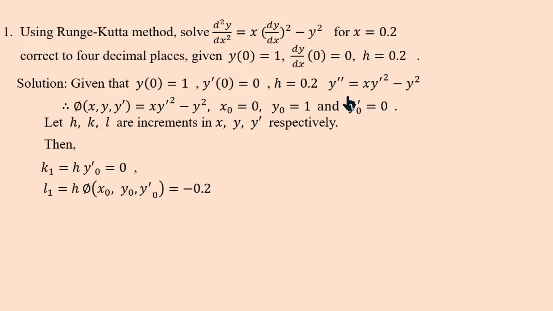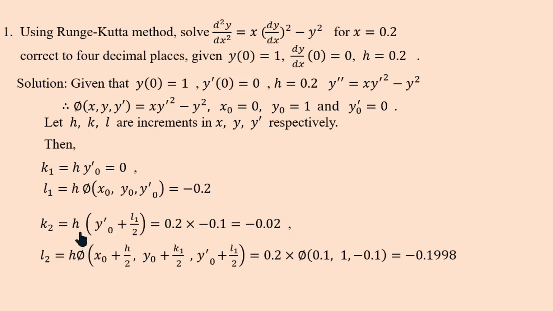Phi of x, y, y dash is nothing but x y dash square minus y square. So x naught, y naught dash square minus y square. Therefore, substitute in this formula x naught 0, y naught 1 and y naught dash 0. So 0 into 0 square minus 1 square, that is minus 1, minus 1 into h, minus 0.2. This is L1. Next, K2 is h into y naught dash plus L1 by 2. Y naught dash is 0, L1 is minus 0.2, by 2 is minus 0.1, multiplied by 0.2, that is minus 0.02.